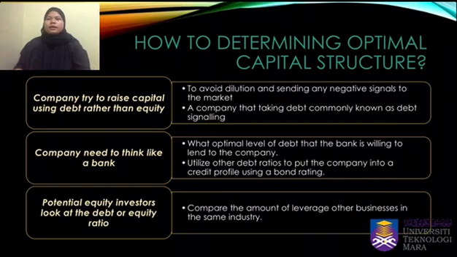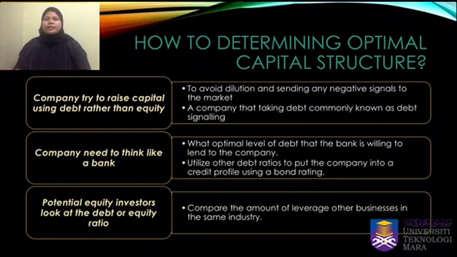Next, how to determine optimal capital structure. So in determining optimal capital structure, there are many ways. The first way is the company tries to raise capital using debt rather than equity. It is because to avoid dilution and sending any negative signals to the market. A company taking debt is commonly known as debt signaling.